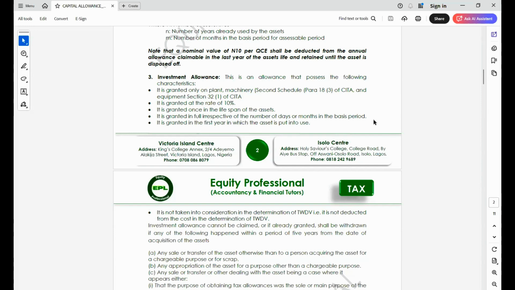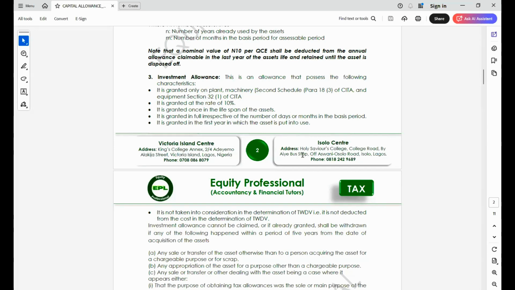Take note of that. You only need it to get your total capital allowance. It's not needed to get tax written down value. So that means tax written down value is strictly cost minus initial allowance minus annual allowance, excluding investment allowance. Take note of that.